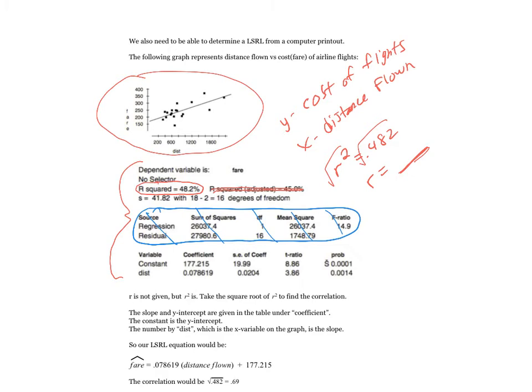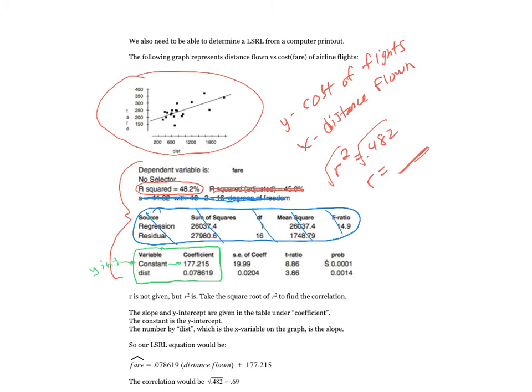This next line, the S and the degrees of freedom part, that's going to be later on in the book. That'll be one of the last things we study. So for right now, it's extra. Here's where the meat is. Right here, this part of the table. Okay. The constant is the y-intercept.